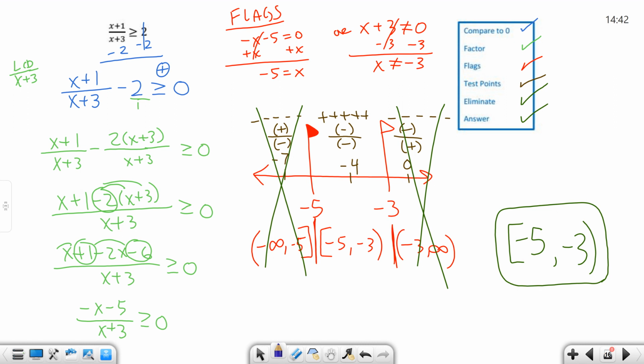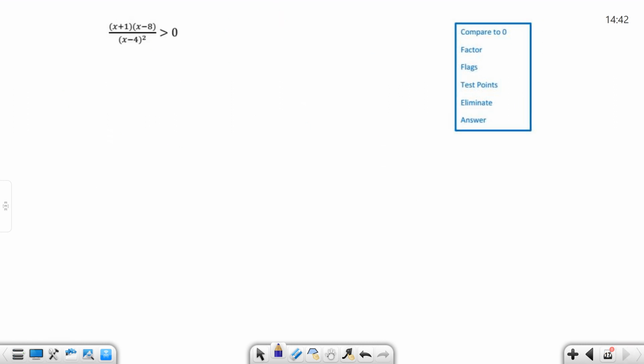So hopefully now we've done several of these. You're starting to get comfortable with them. You've got to remember not to shade flags that make the bottom, the denominator, 0. That one was pretty tough because you had to set it equal to 0. And I think I have one more here for us to do. Is it compared to 0? Yep. And I'm looking for greater than 0, which means positive.